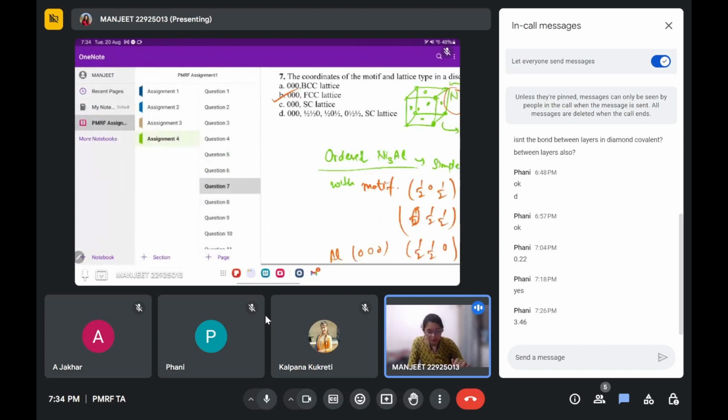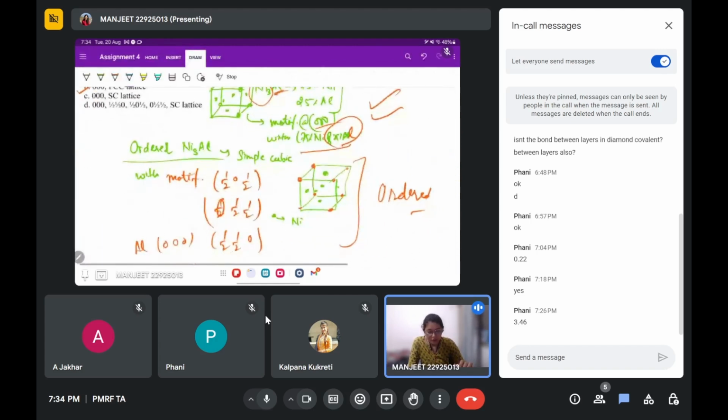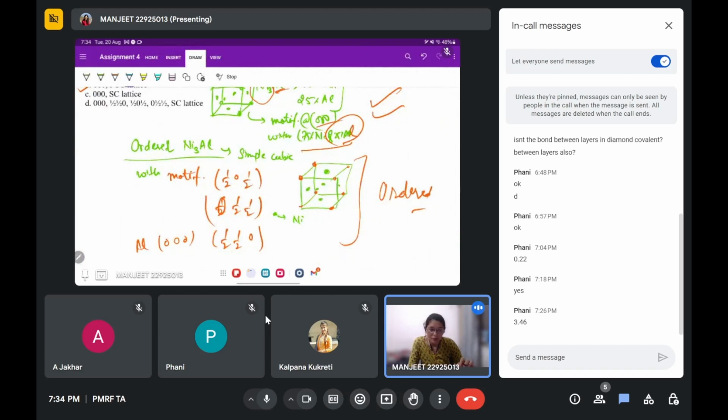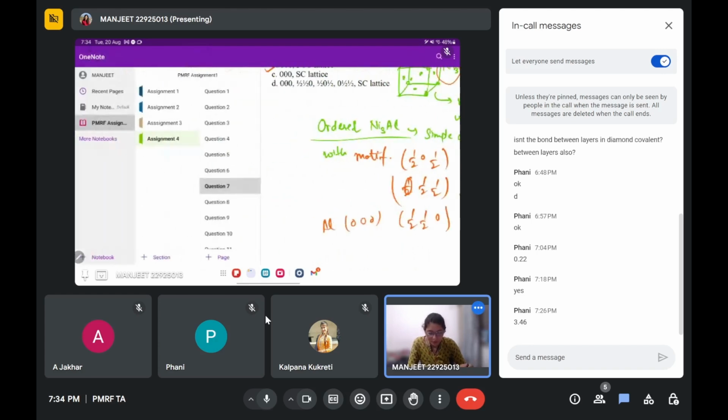Or if I talk about the order one, they are order one. It is shown that the aluminum will occupy the 0, 0 motif, and the nickel will occupy the face center of the cube one.